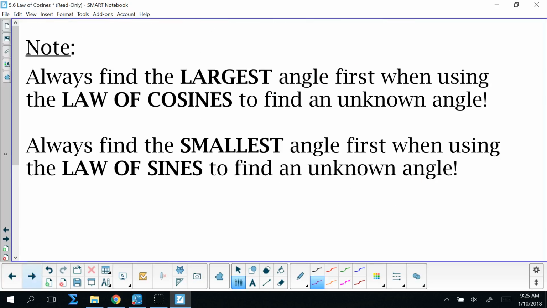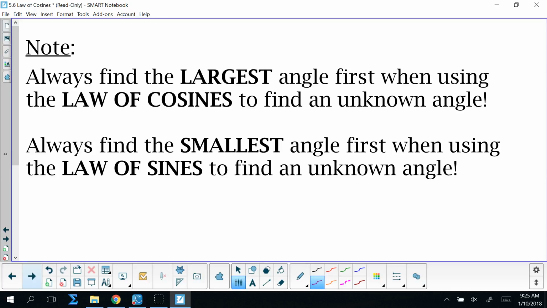First rule that we need to follow is when you're dealing with law of cosines, you go big to small. So when you're dealing with the law of cosines, you find the biggest angle, biggest side first. Okay? Then next, and so on and so forth. We work big to small. Law of sines, we work small to big.